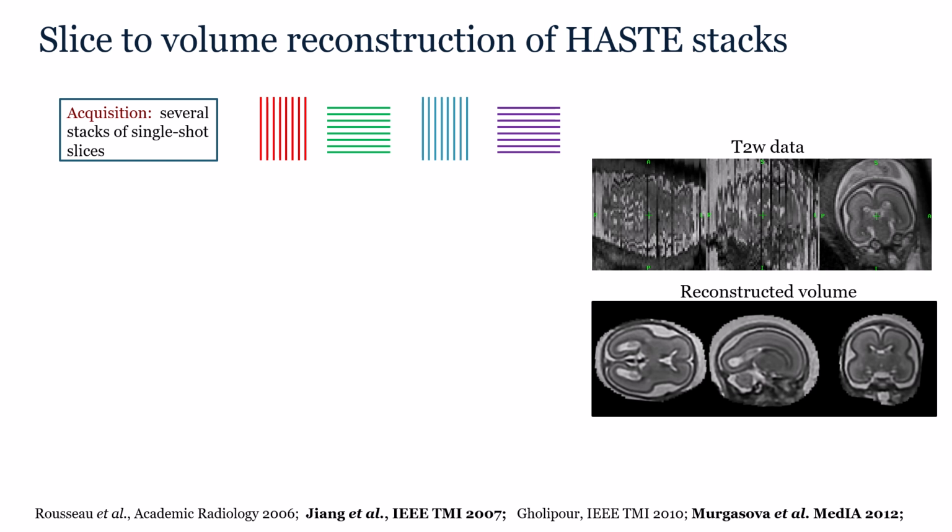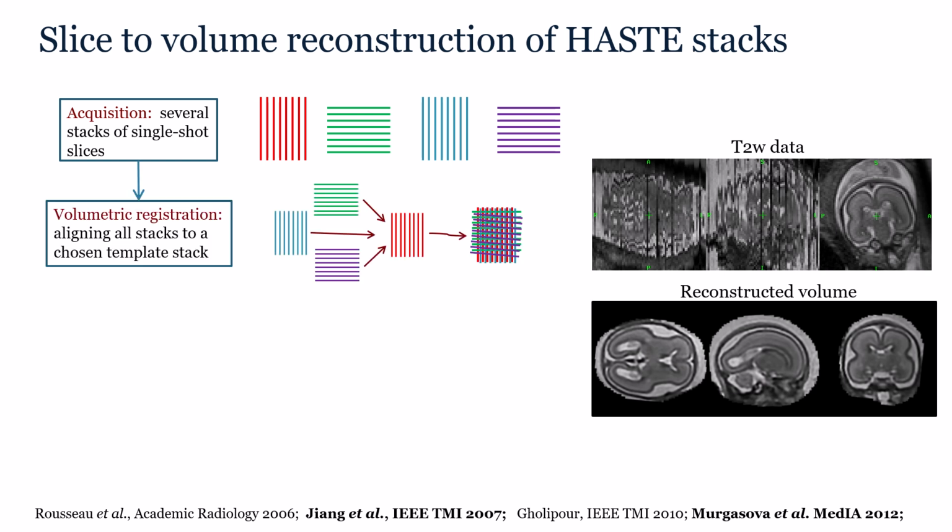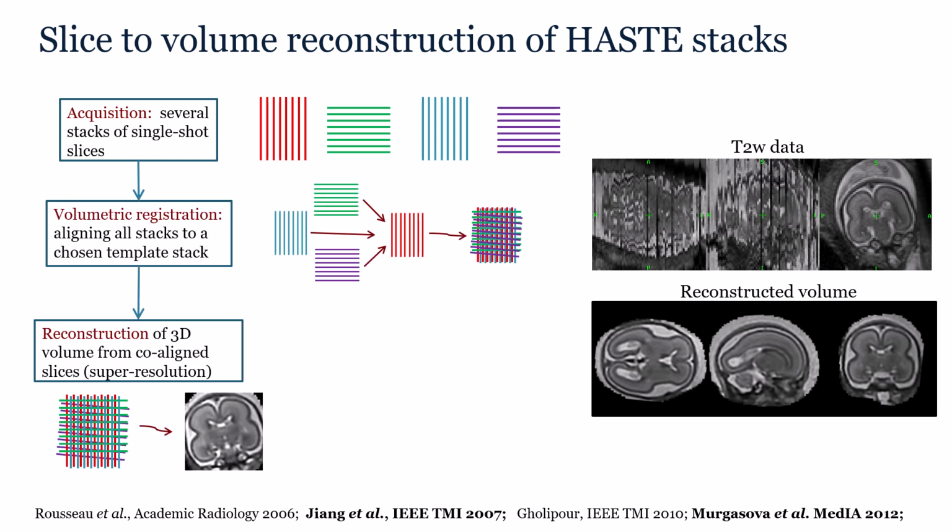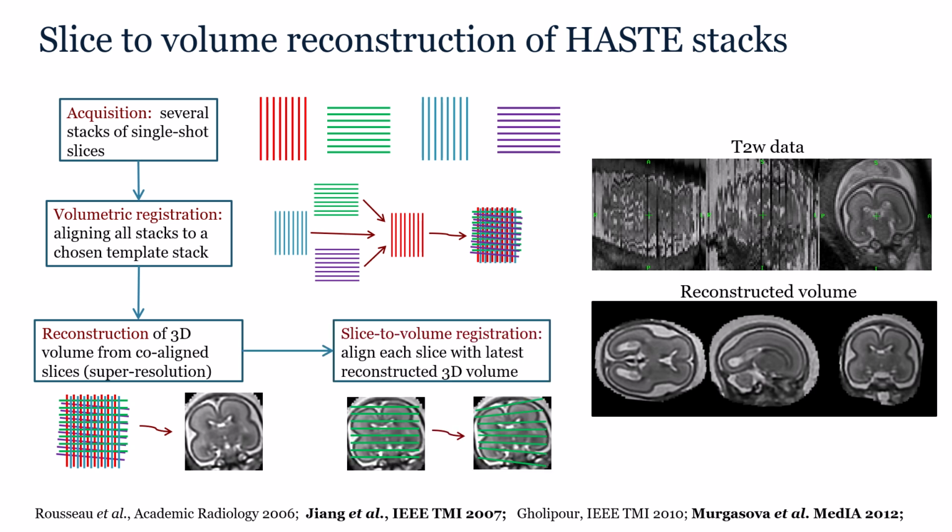To obtain 3D fetal MRI, we first acquire stacks of slices in different orientations, and then we register them as volumes. The registered slices are then reconstructed into a 3D consistent volume using a super-resolution technique. To refine the motion estimation, we register each slice to the reconstructed volume separately and iterate this process.